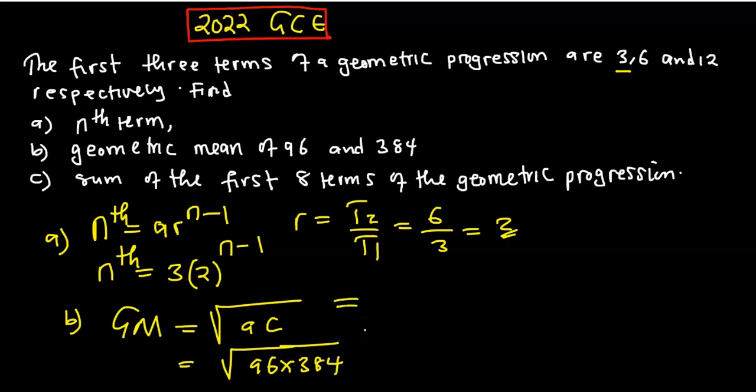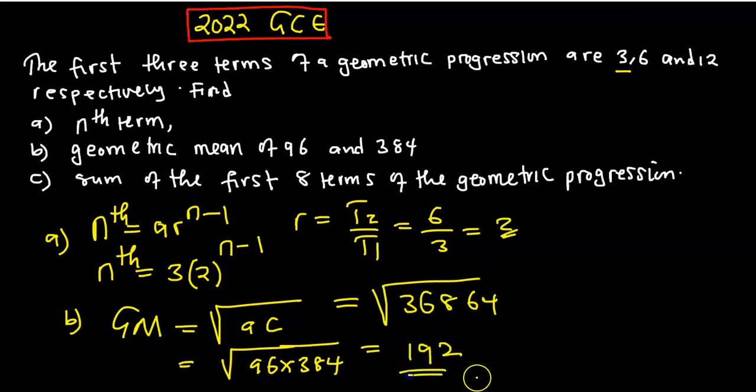What are you going to find when you multiply? Let us multiply 96 by 384. It's giving me 36,864. So what is the square root of this? Please kindly confirm. The square root of this for me is giving me 192. So the geometric mean is 192.